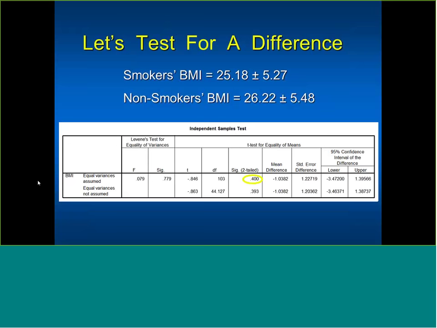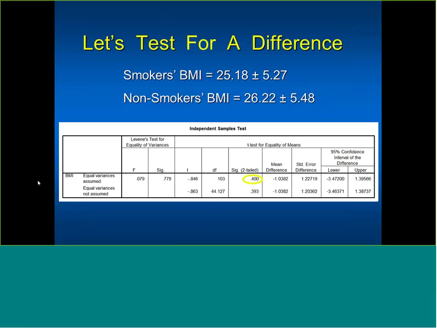And my p-value is 0.4. So is this something to get excited about? No. So I've got to conclude that there's no difference in BMI between the smokers and the non-smokers. I kind of thought that with the eyeball test, but when I ran the t-test, it confirmed that.